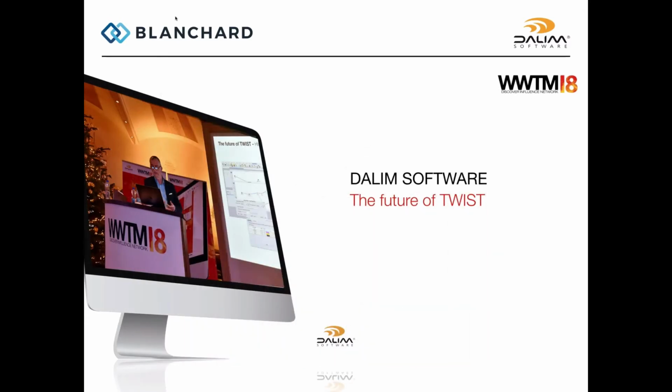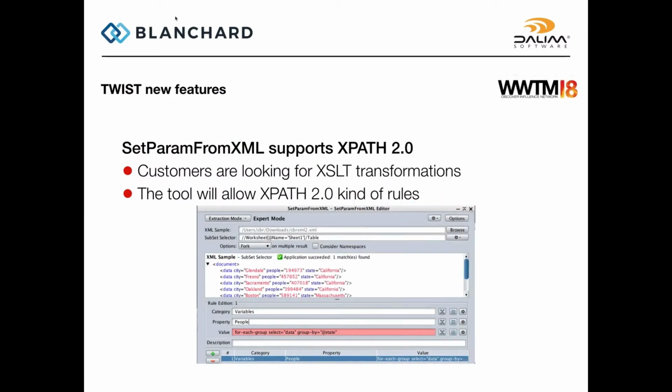All right, so a little bit on Twist. So first, a couple of updates. Again, just like last year, they're a little bit in cruise control as far as I'm concerned with Twist. I'd like to see more being done with it now, but we're going to talk about why that is in a little bit. So currently on the new version, you have basically support for XPath 2.0 added to the separam from XML.